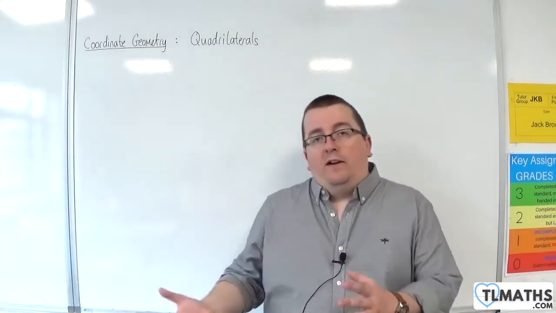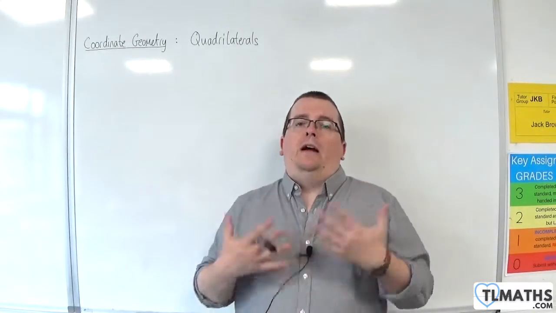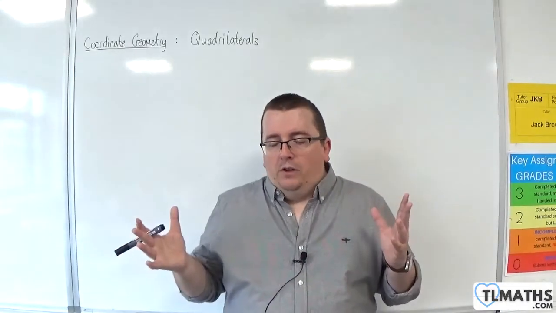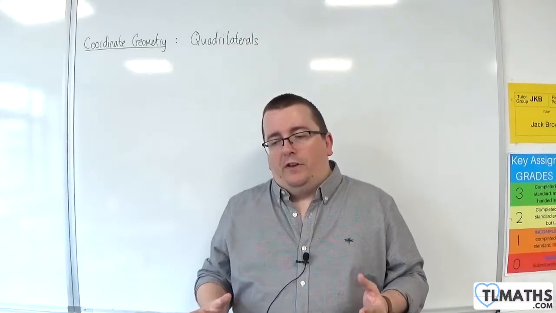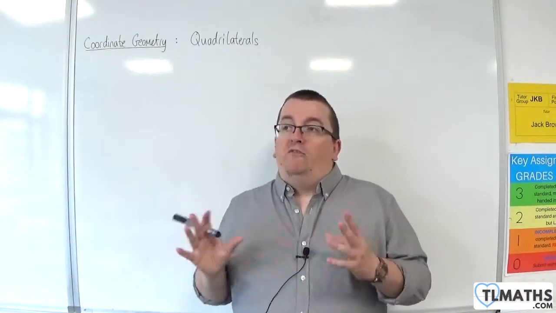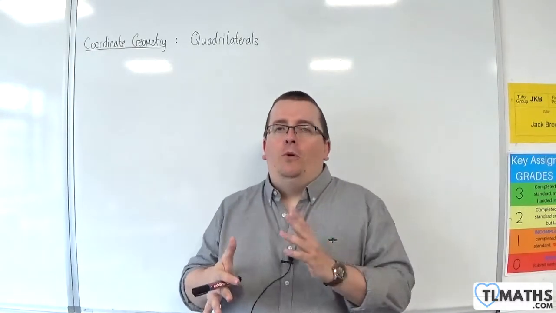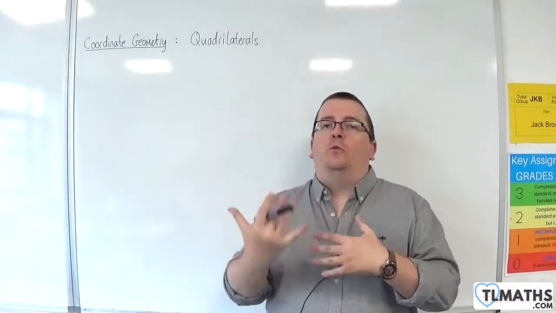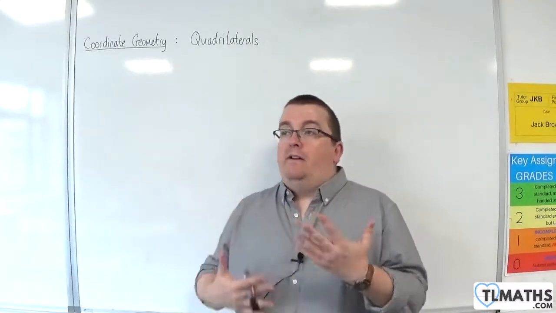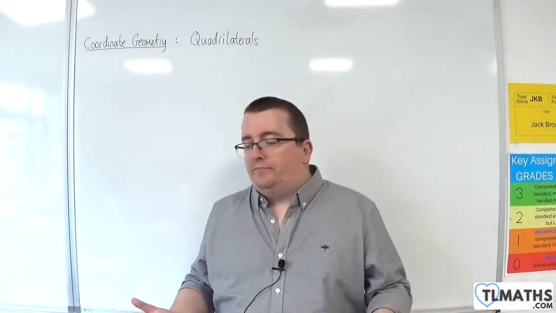Now, it could be a kite, it could be a parallelogram, it could be a rhombus, it could be a trapezium, and it's important that you know the properties of that shape. Now, you will have met quadrilaterals initially a long time ago, and you will have learned about the properties of quadrilaterals throughout your schooling, and you may have been tested on specific parts of that as part of the GCSE.